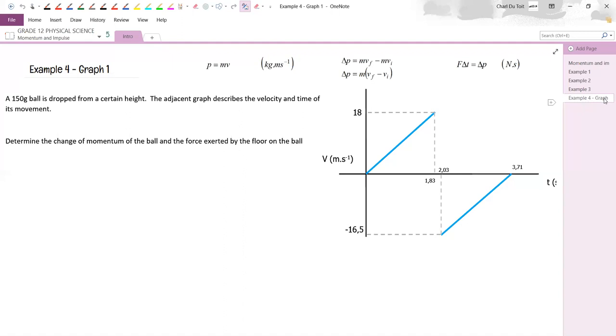Okay, otherwise what we're going to do, we're just going to cut the lesson here and then do the graphs next week. And that will finish off this chapter. So I'm expecting you to do the following for homework. I'm expecting you to do all the examples in your textbook that don't include graphs.